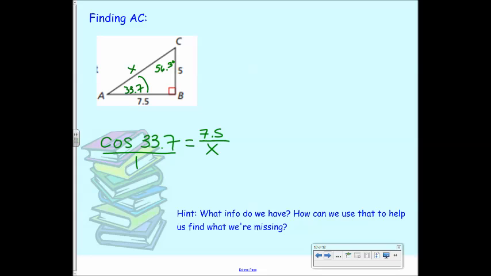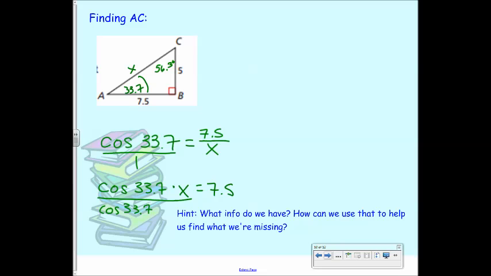So you can't use the TOA because you already have those two. You're not looking for either of those two. If you used TOA, you would have it fully filled in, you would not have a variable. You need one that has a hypotenuse because that's what you're looking for. So I need cosine: 7.5 divided by cosine 33.7.